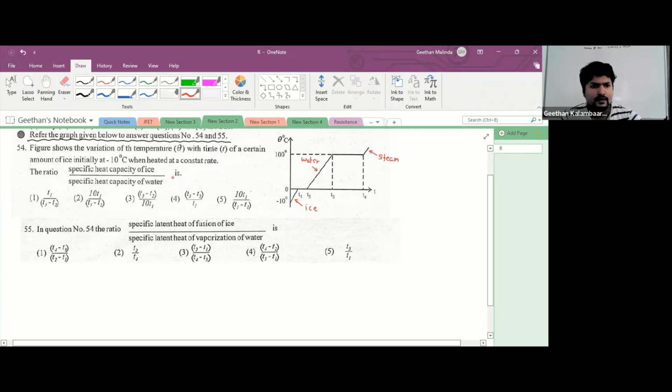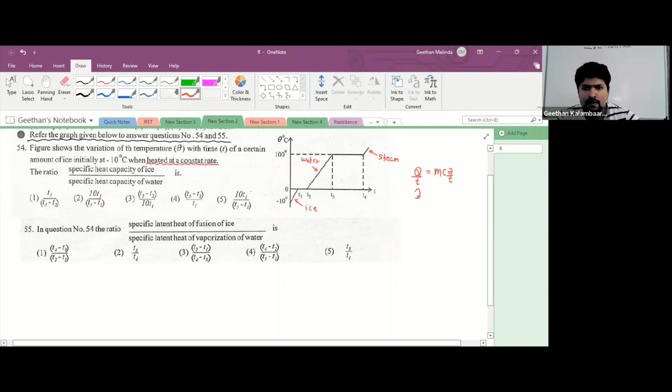Specific heat capacity of ice divided by specific heat capacity of water. So, how do we find that? Heated at a constant rate, they say. The rate of heat, Q by T, is the same. So, we are applying the equation Q equals mc theta by dividing it by the time again. Q by T is equal to mc theta by T.